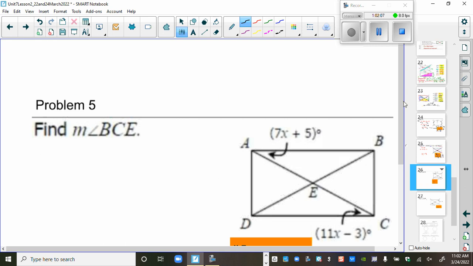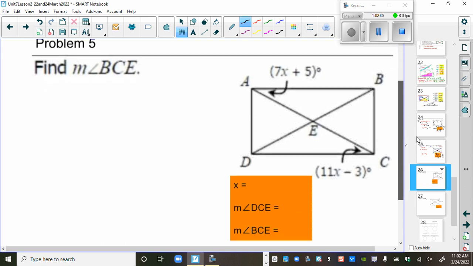All right, this next one. All right, here's what we have going on here. What do we know about the relationship of these two angles? Say again? Yeah, they're the same. So there you go, right away. Boom. Set it up.